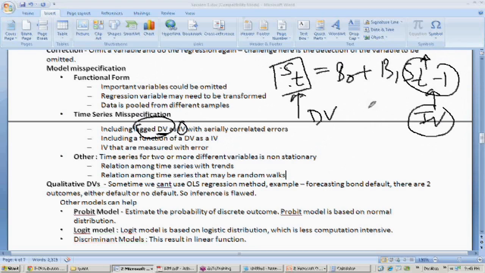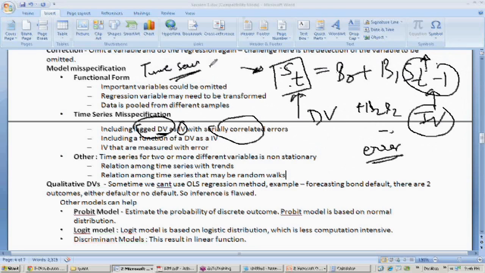So you are saying that sales in time t is a function of sales at time t minus 1, plus b2x2 and other terms. If you are using this, it will result in serially correlated errors. When you have serially correlated errors, your regression is not correct. That is a violation of the regression assumption that there will be no correlation between the error terms. The way to do this type of analysis is not multiple regression, but these are covered in time series analysis. That is why it is called time series misspecification.